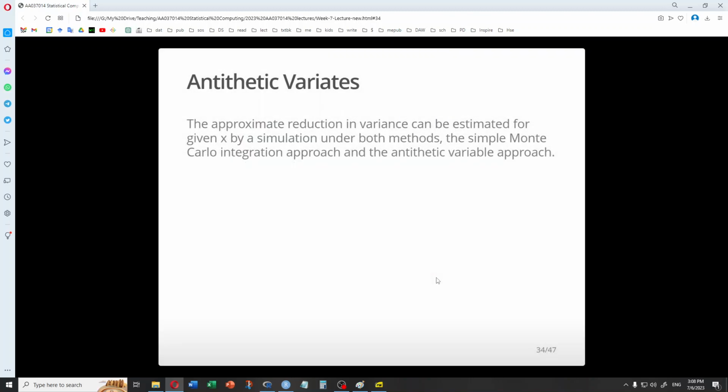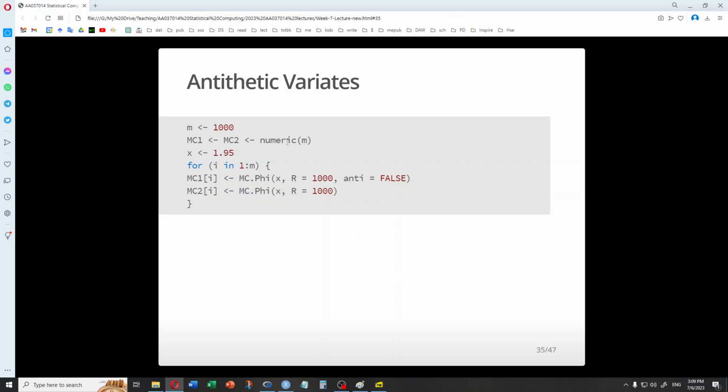So the summary is that the approximate reduction in variance can be estimated. For a given x, this can be done by a simulation under both methods, the simple Monte Carlo integration approach and the antithetic variable approach. Now let us see how the variance can be reduced. In this case, we have m equal to 10,000. First we create the empty vectors, where MC1 and MC2 are numeric of length m.